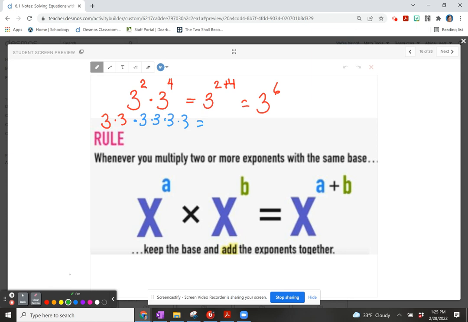And in middle school, you may have had to count all of these. 1, 2, 3, 4, 5, 6. And that's where the 6 comes from. That is a long process. So if you just remember that you add the exponents whenever you multiply the same base, you'll be fine.